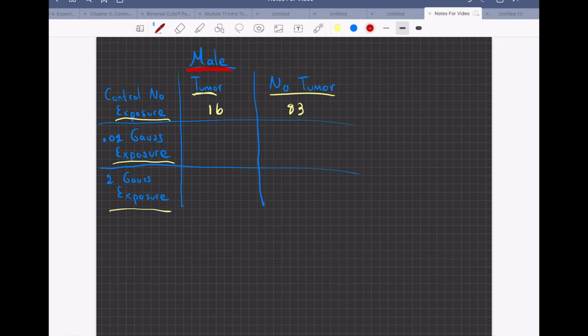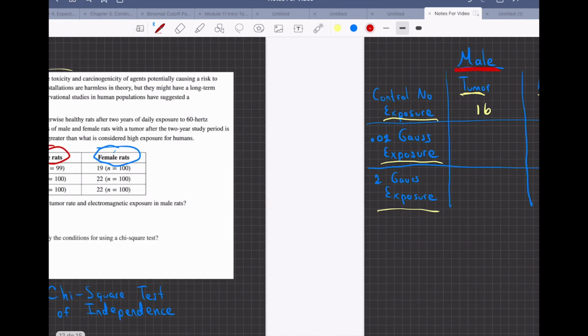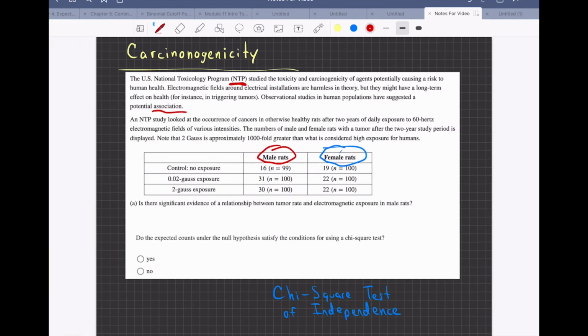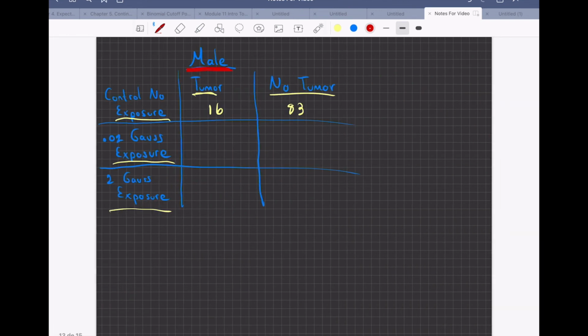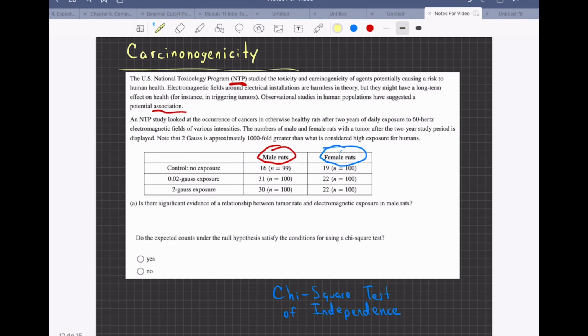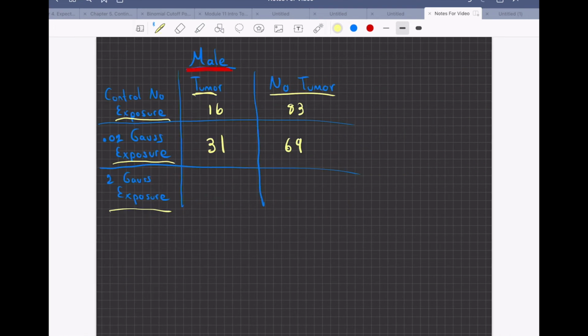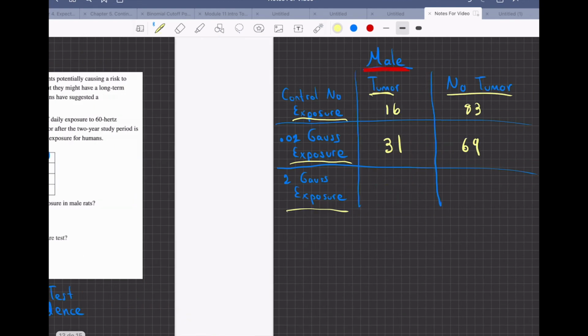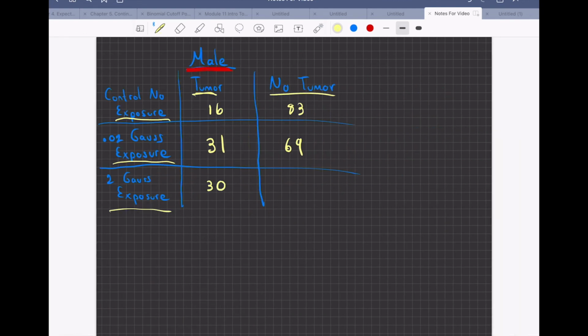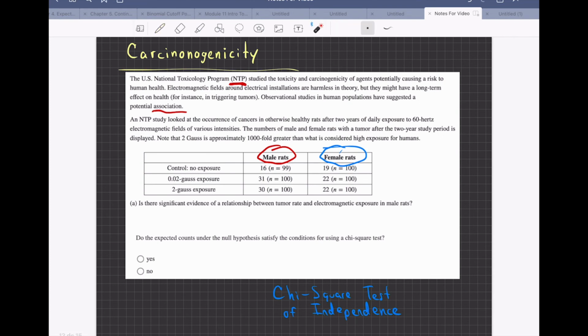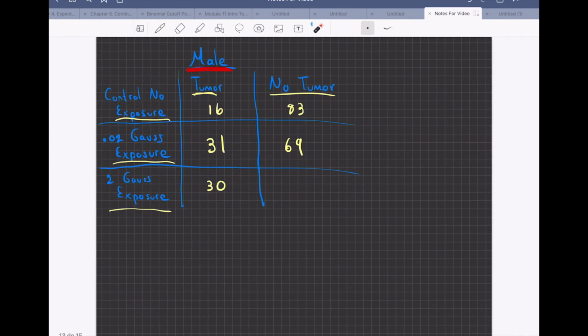You will have to create another table for female. Is that okay? Male rats, 0.02 Gauss exposure is 31 with tumor. 31, no tumor, 100 minus 31, 69. 2 Gauss exposure is 30 with tumor. No tumor, 100 minus 30, 70. And there you have your table.